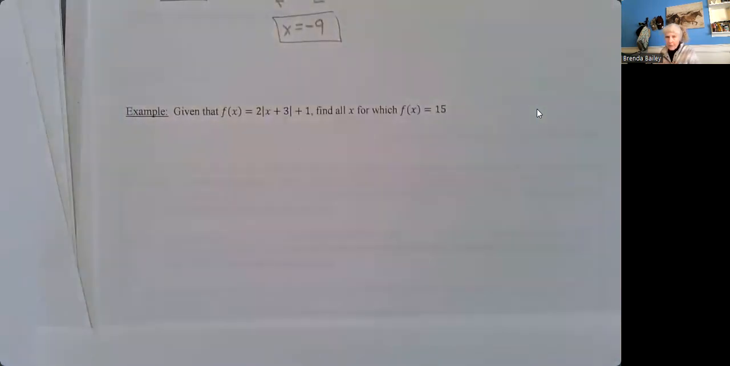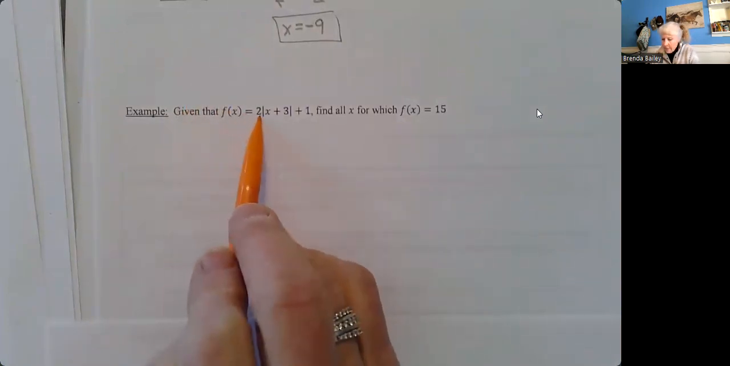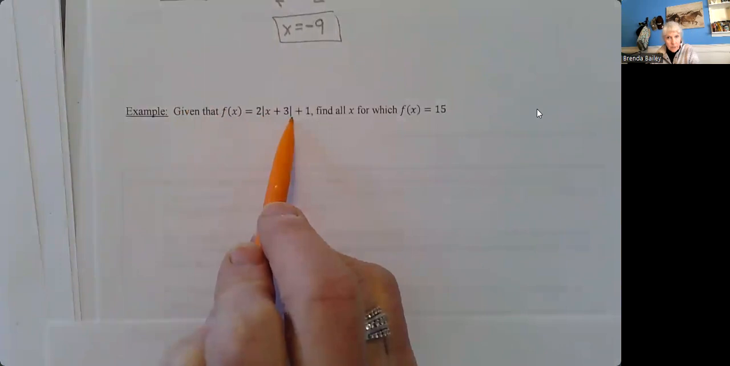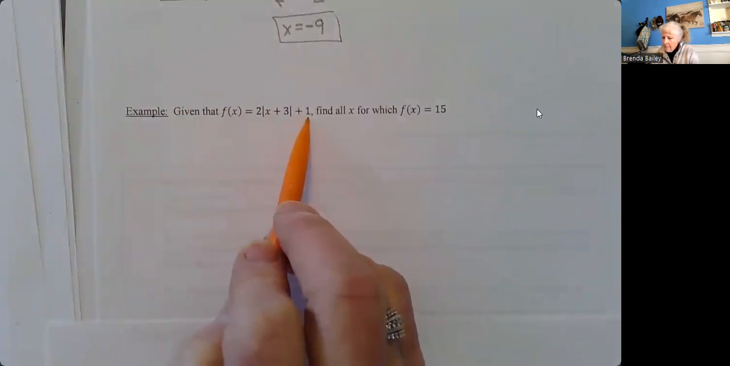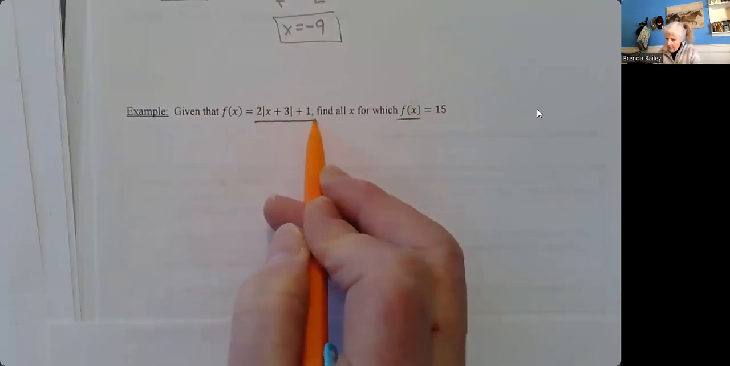Let's go ahead and go through this one right here. Now it's got a different format. It looks a little bit different. It looks more complicated, but it's not too bad. Given that f of x is equal to 2 times the absolute value of x plus 3, plus 1. Find all x's. So we want to find our x's when the function is equal to 15. This is the function. Okay, the function is equal to this. So when does this equal 15?